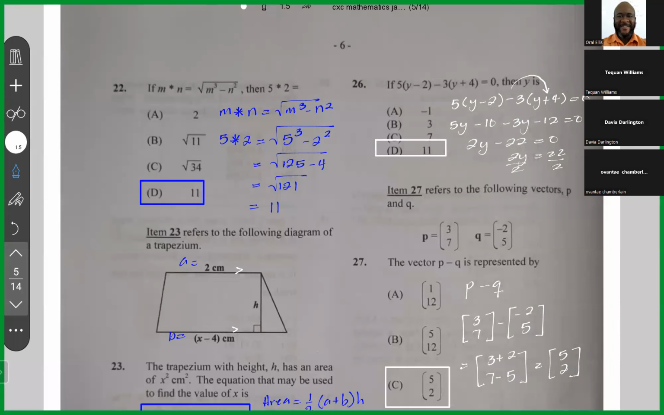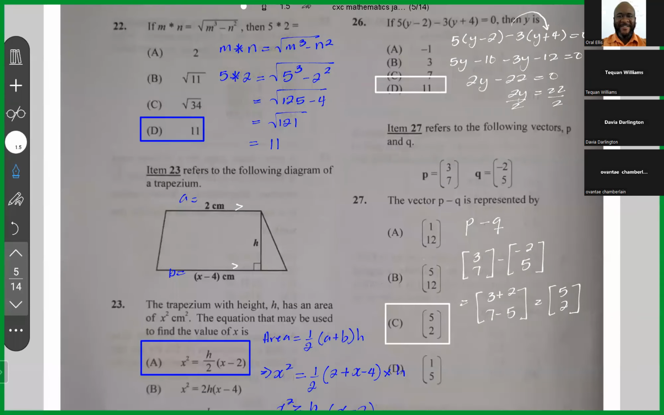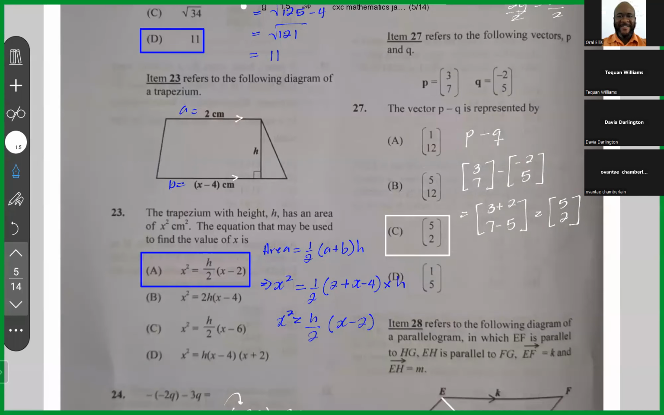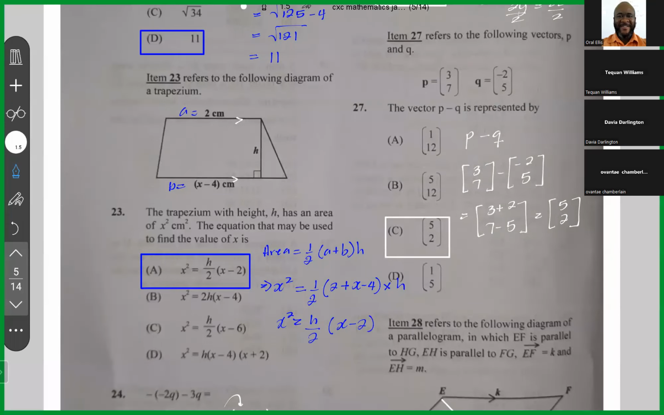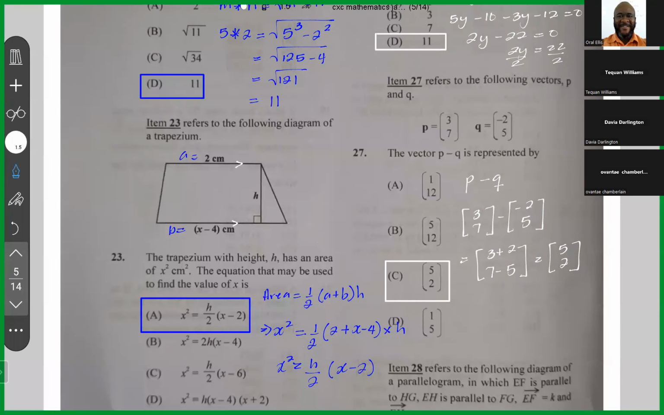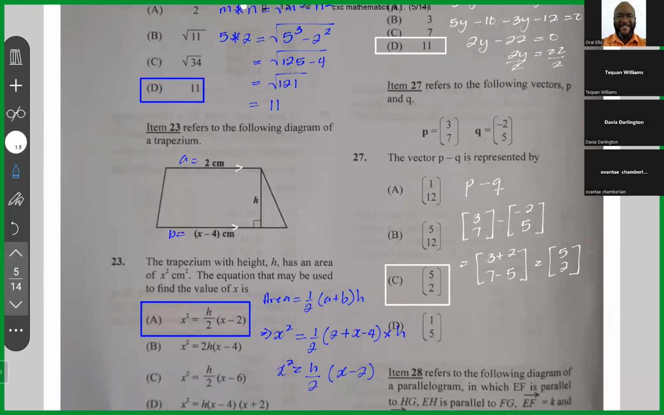Question 27, it's vectors. It says item 27 refers to the following vectors, P and Q. P is the vector 3, 7. Q is the vector minus 2, 5. Find the vector P minus Q. Now, essentially, the vectors are represented as column matrices, so what you're simply doing is subtracting 2 matrices.